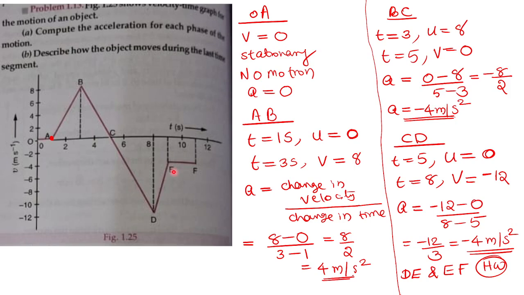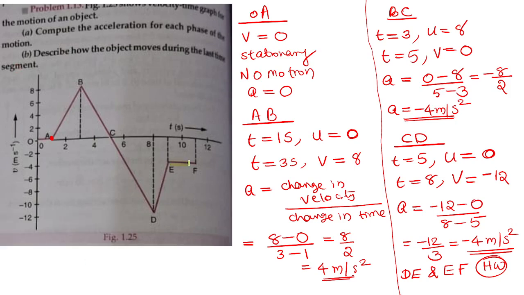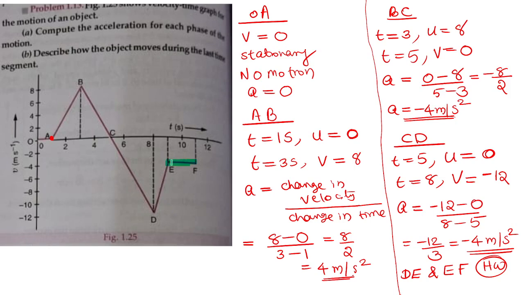Let me discuss the second part. Describe how the object moves during the last time segment. I understood this one. I think they are talking about this one. Can you see that? EF. This is the last time duration. Clear? The last time segment is EF. After that, nothing is marked.